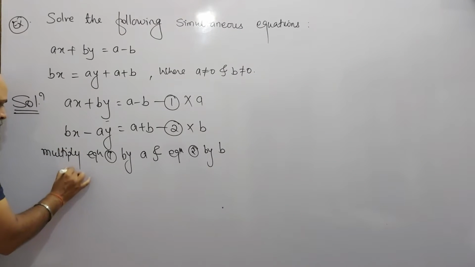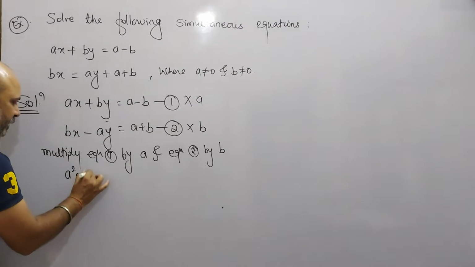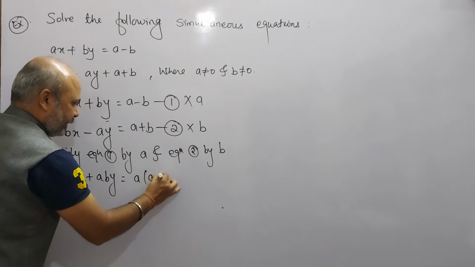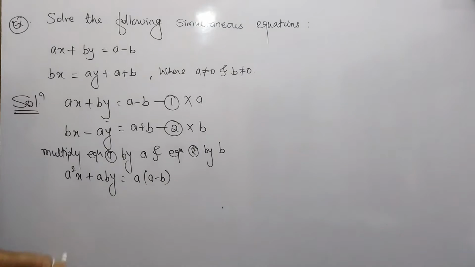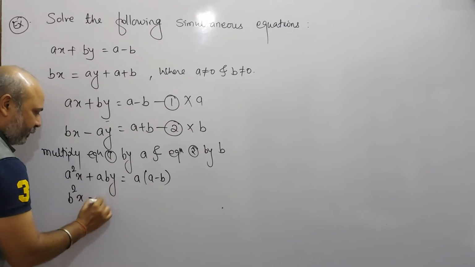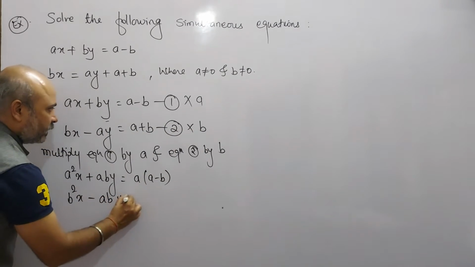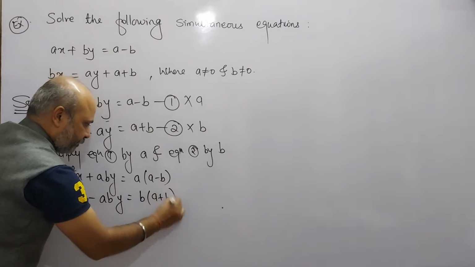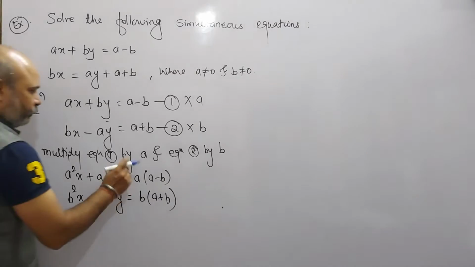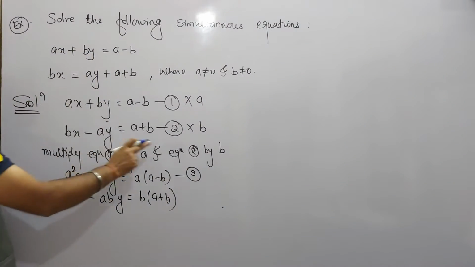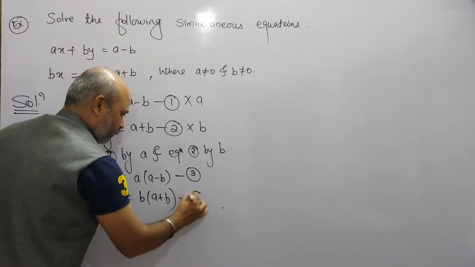So this will be what? a into a, a square x, plus aby, and this is equal to a times a minus b. Second equation, this will be b square x minus aby, and this is equal to b times a plus b. So when you multiply equation 1 by a, you will get equation number 3. When you multiply equation 2 by b, you will get equation number 4.